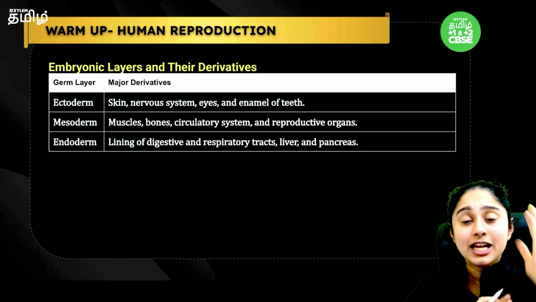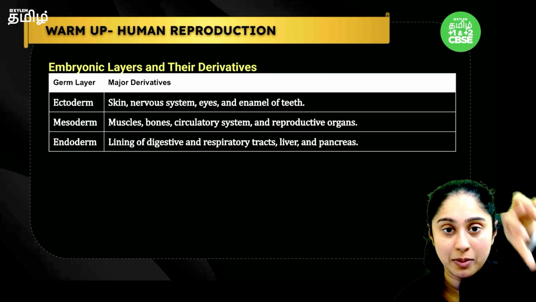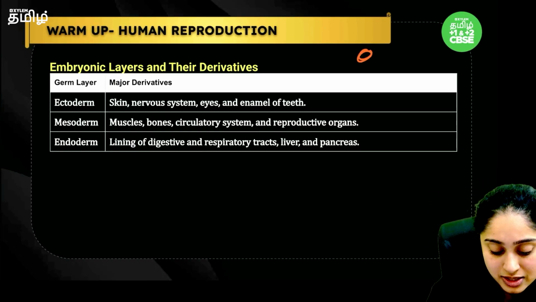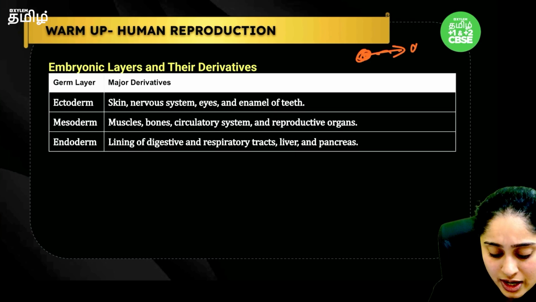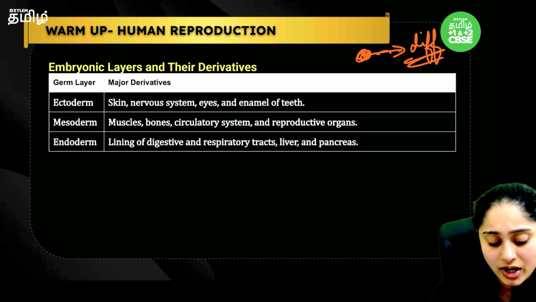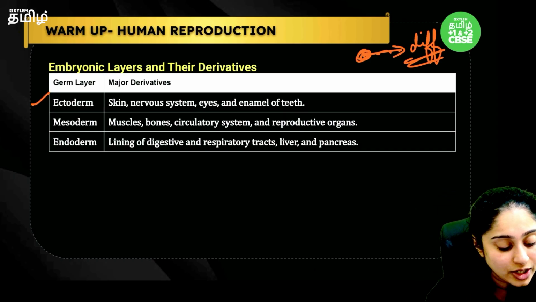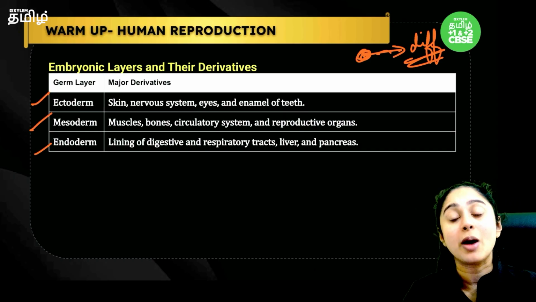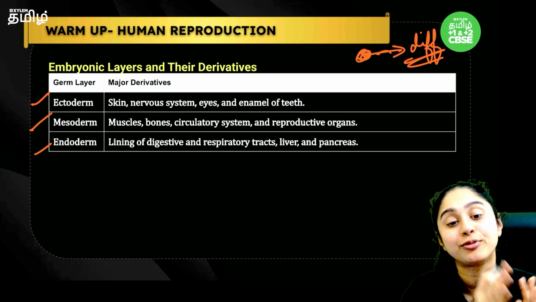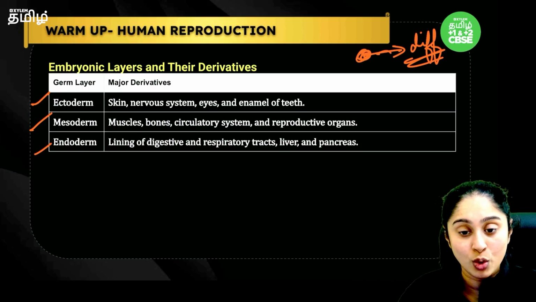Okay everybody, now once the blastocyst has been implanted, the inner cell mass undergoes certain differentiation. Okay, what kind of differentiation? It will differentiate into layers called the ectoderm, mesoderm, endoderm, from which organs will be formed, from which each part of the embryo will be formed.